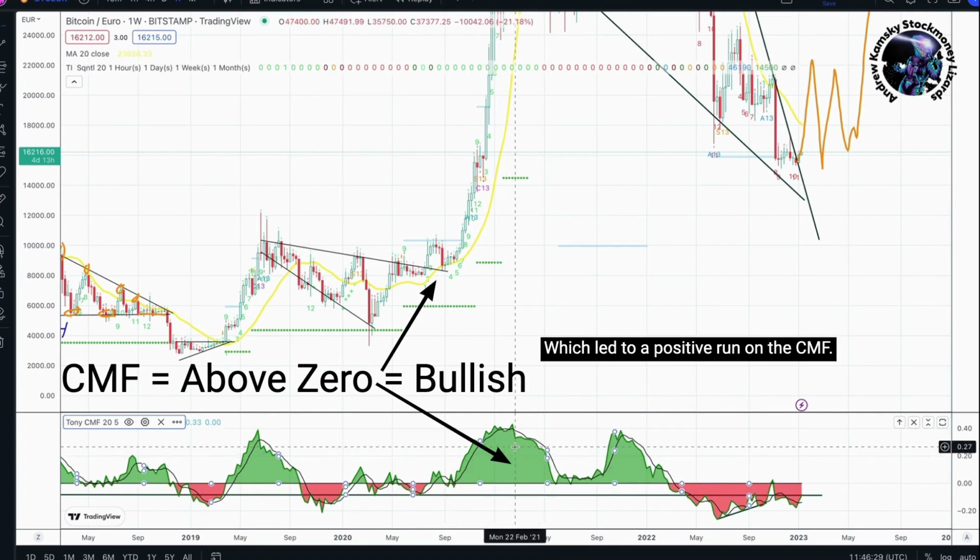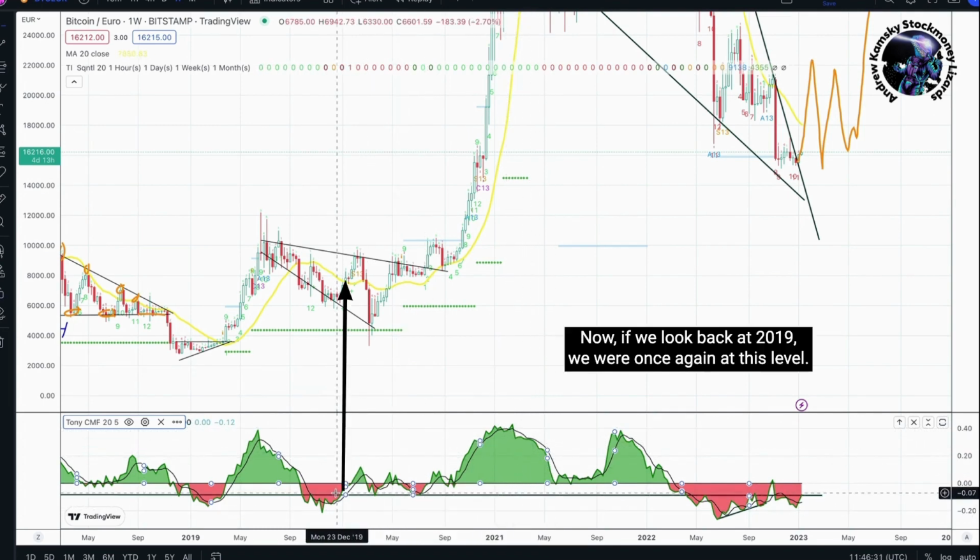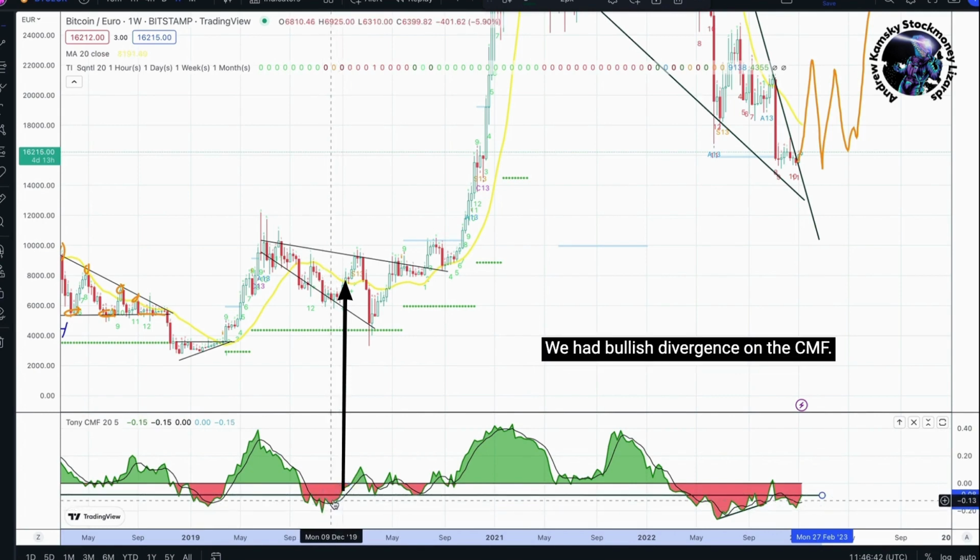run on the CMF. Now, if we look back at 2019, we were once again at this level. We had bullish divergence on the CMF.